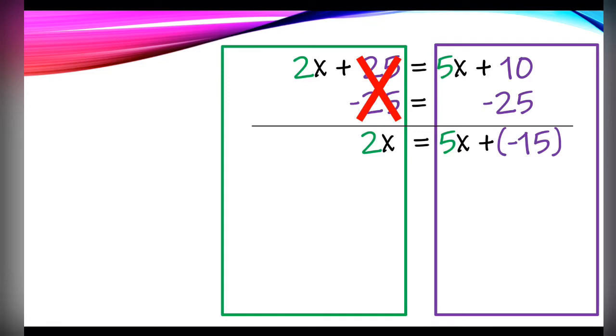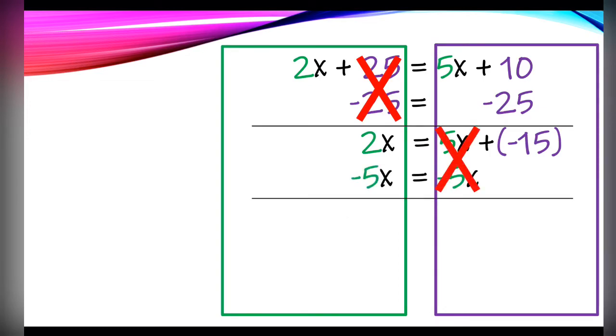I do that by subtracting 5x on both sides. When I do that, it gets rid of this, leaving us with negative 3x here, that's our new math, and the negative 15 on this side. Now we have a one-step equation, which is negative 3 times x equals negative 15.